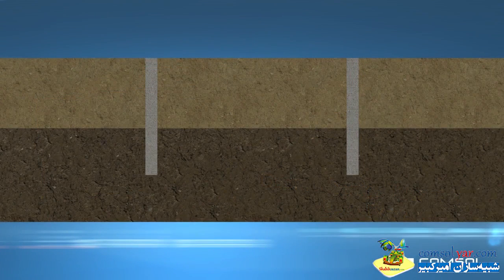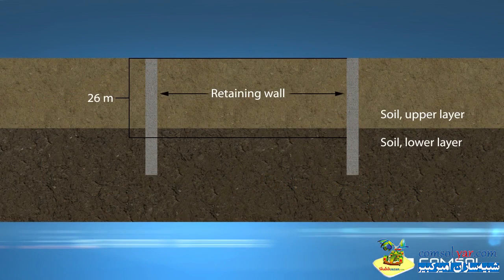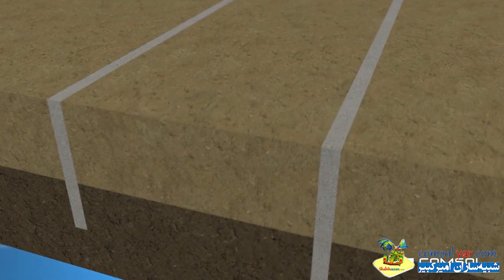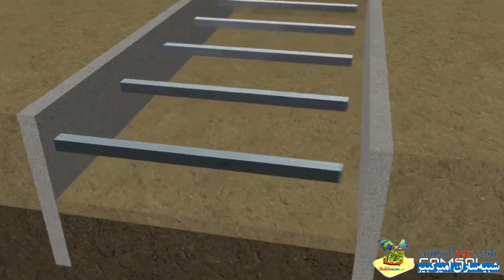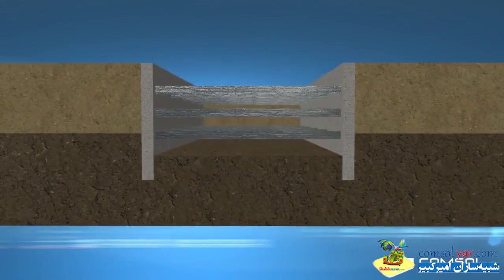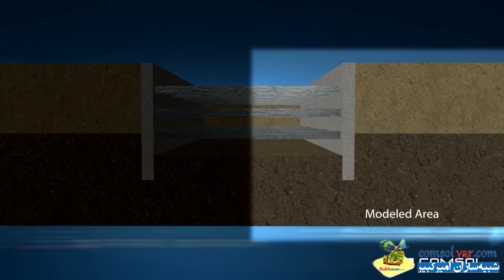In this example, a 26-meter excavation is modeled by means of a parametric sweep with a step size of 2 meters. Struts are activated once the excavation reaches their depths by using a Boolean expression. Asymmetry is used because the modeled excavation is only the right half of the full excavation.